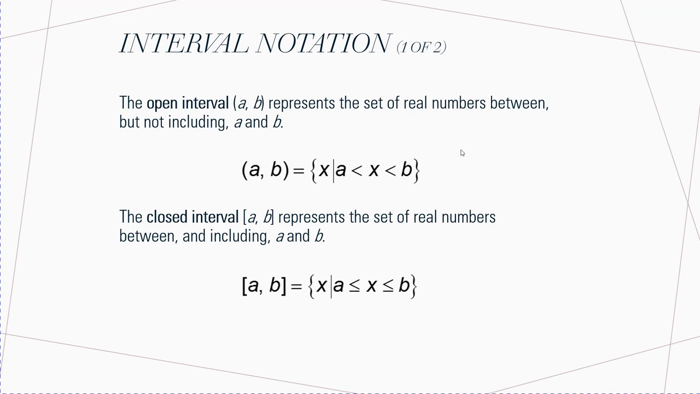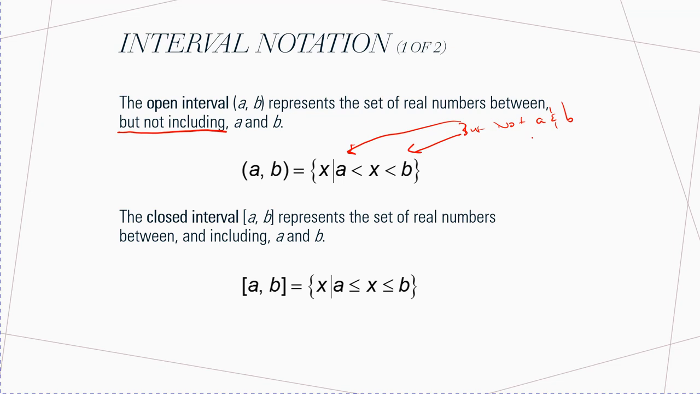All right, the open interval. Notice how we have these parentheses here. Parentheses a comma b represents the set of real numbers, but this is important, not including a and b. Whenever you see these open parentheses, that just means it's all x such that x is in between a and b, but not including a and b. It literally starts right after a and goes right up until right before b.